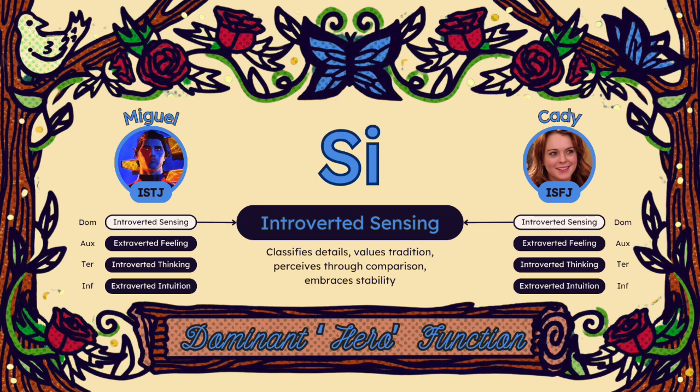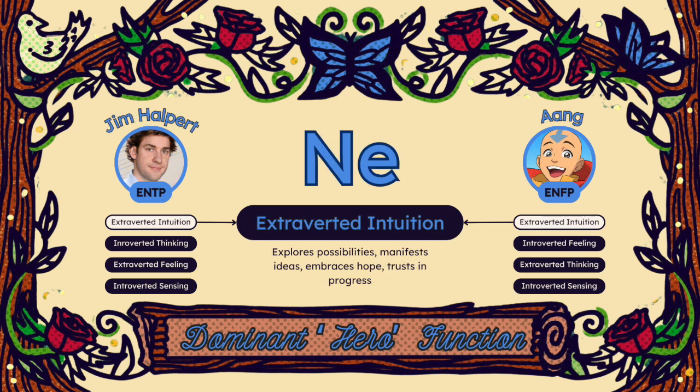The inferior function pair to introverted sensing is, you guessed it, extroverted intuition. The two Myers Briggs types that use extroverted intuition as a dominant function are ENTP and ENFP.